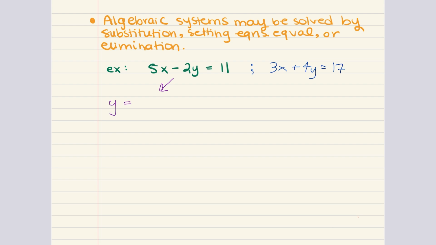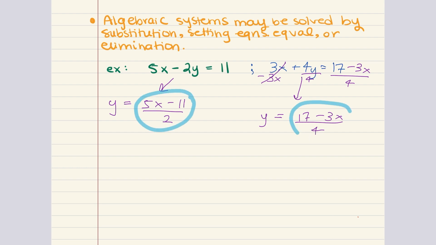We already did it for this first one when we did substitution. We said that y is equal to (5x minus 11) divided by 2. Let's do it for this second equation as well. What I'm going to do here is subtract 3x from both sides, and then divide both sides by 4. So we get that y is equal to (17 minus 3x) divided by 4.